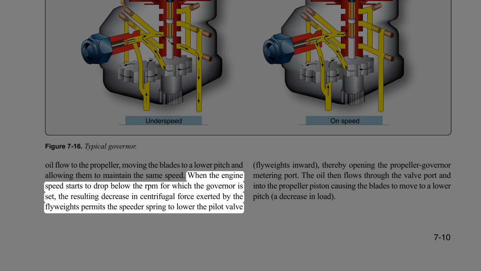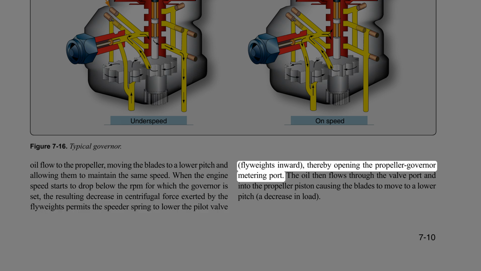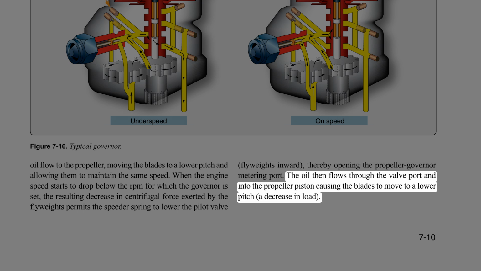When the engine speed starts to drop below the RPM for which the governor is set, the resulting decrease in centrifugal force exerted by the flyweights permits the speeder spring to lower the pilot valve, flyweights inward, thereby opening the propeller governor metering port. The oil then flows through the valve port and into the propeller piston, causing the blades to move to a lower pitch, a decrease in load.